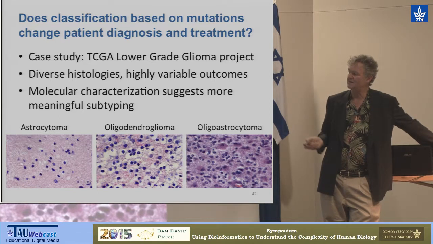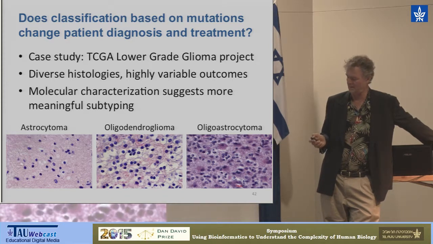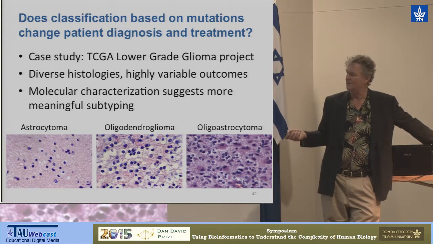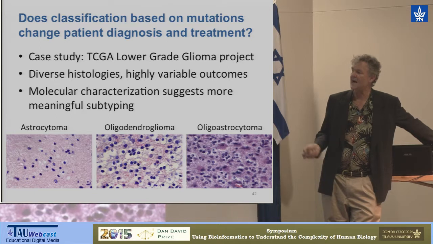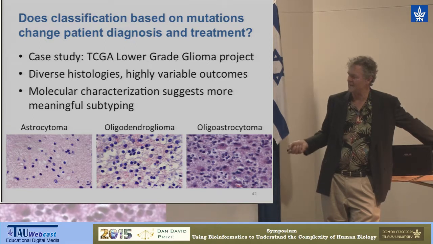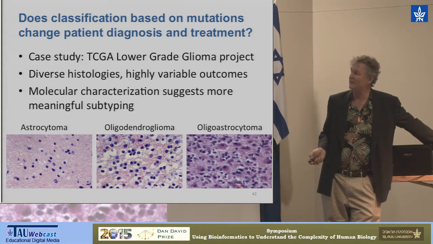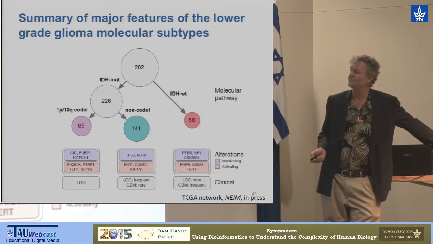Well, if a young adult, this is very common in ages 20 to 35, comes up with a lower grade glioma, currently the histologist will look at it under the microscope, and based on what they see, they will determine whether it is any of these three types: astrocytoma, oligodendroglioma, or oligoastrocytoma, which is just a mixture of these two. Based on that, you will get certain treatment.